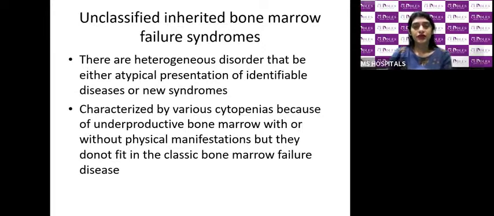Unclassified inherited bone marrow failure syndromes. These are heterogeneous disorders that can be either atypical presentations of identifiable diseases or new syndromes, characterized by various cytopenias because of underproductive bone marrow with or without physical manifestations, but they do not fit in the classic bone marrow failure diseases.